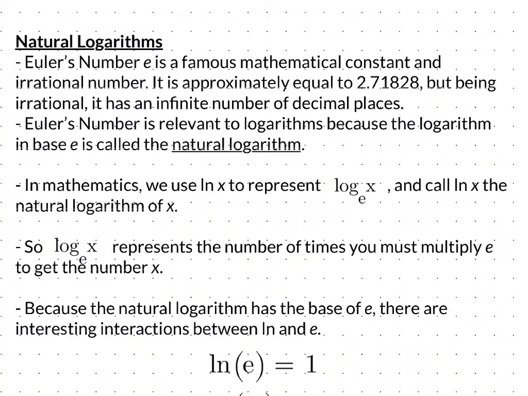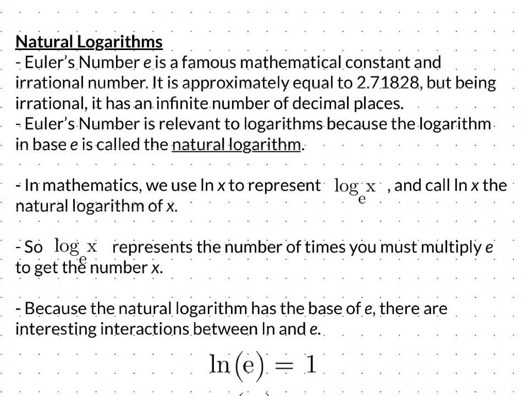So Euler's number e, which you may have seen previously on your calculator, there's a weird button there, is a famous mathematical constant and an irrational number. It's approximately equal to 2.71828, which I've rounded here, but like I said, being irrational, it has an infinite number of decimal places.